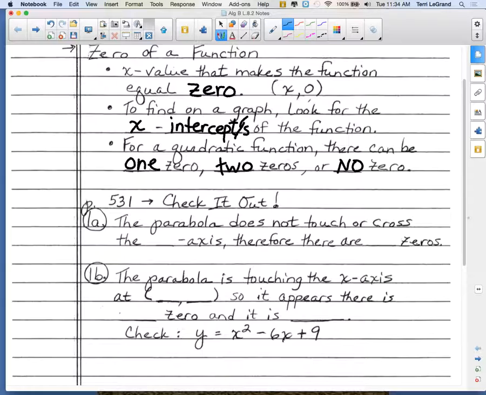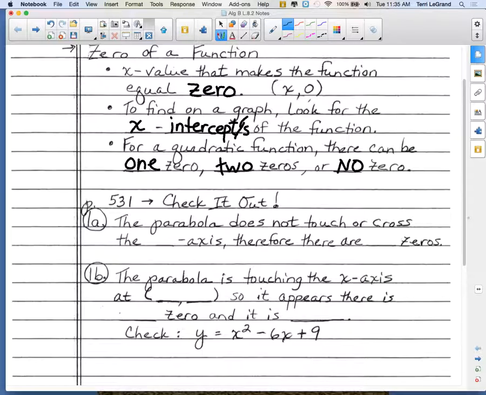So let's take a look in our book and see what that looks like, okay? On page 531, example 1, find the zeros of quadratic functions from graphs. It says find the zeros of each quadratic function from its graph, check your answer. So in A, y equals x squared minus x minus 2, they've already graphed that. And below the graph, it says the zeros appear to be negative 1 and 2.